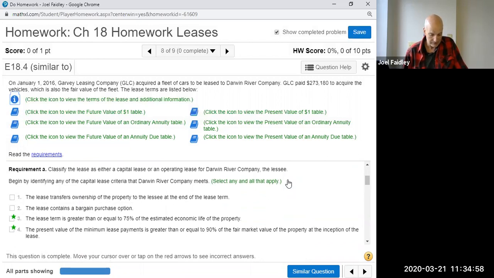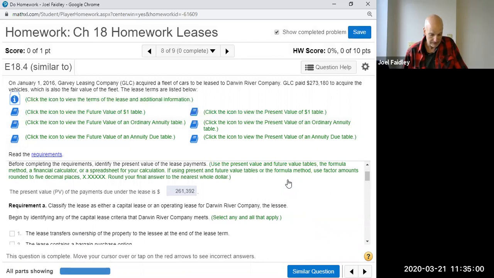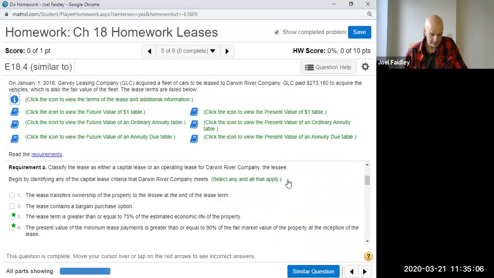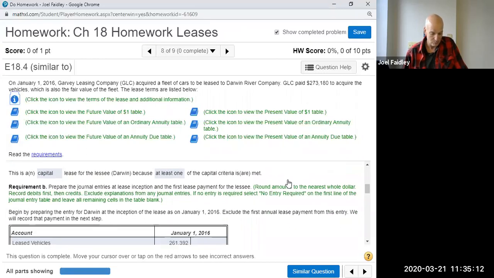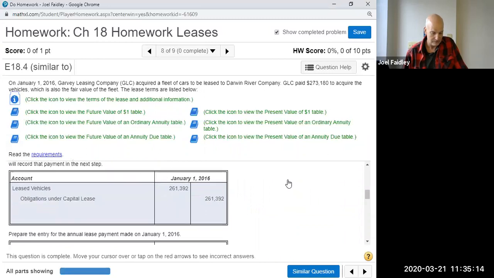The present value, $261,392, divided by $273,180. That's more than 90%. So they got both those starred as being yes, but it's a capital lease because one of those is enough. It doesn't have to be both.